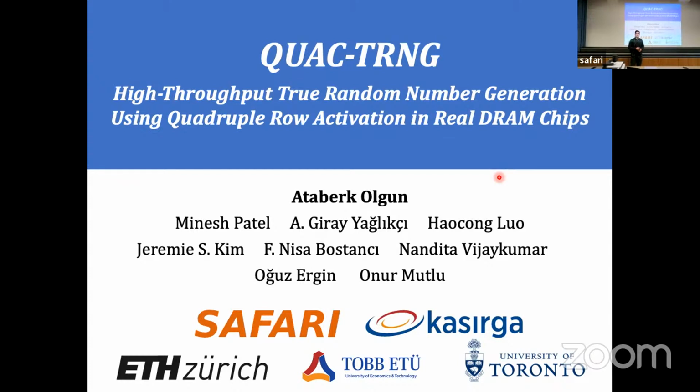I'm kind of excited to present this for the first time in person. I'll be presenting QUAC-TRNG, high-throughput true random number generation using quadruple activation and real DRAM chips. This paper was published in ISCA 2021, and it's a collaborative effort from researchers from Safari and Kasırga Research Labs from ETH Zurich and TOBB University of Economics and Technology. And we have a collaborator from University of Toronto also. I'll start with an executive summary.